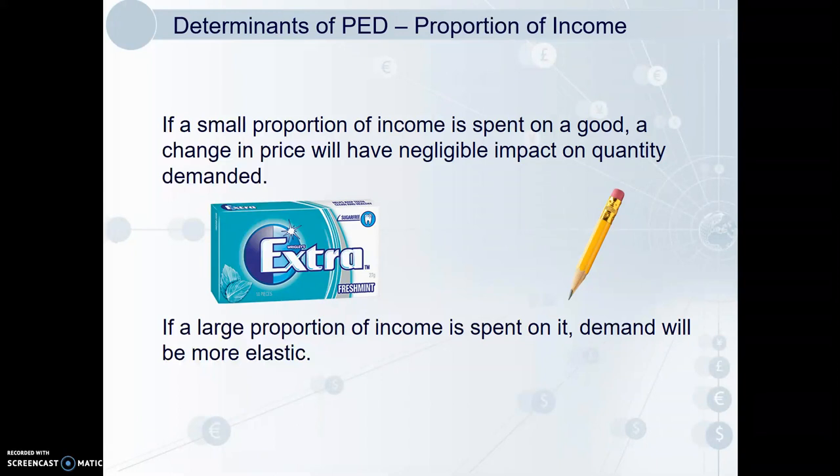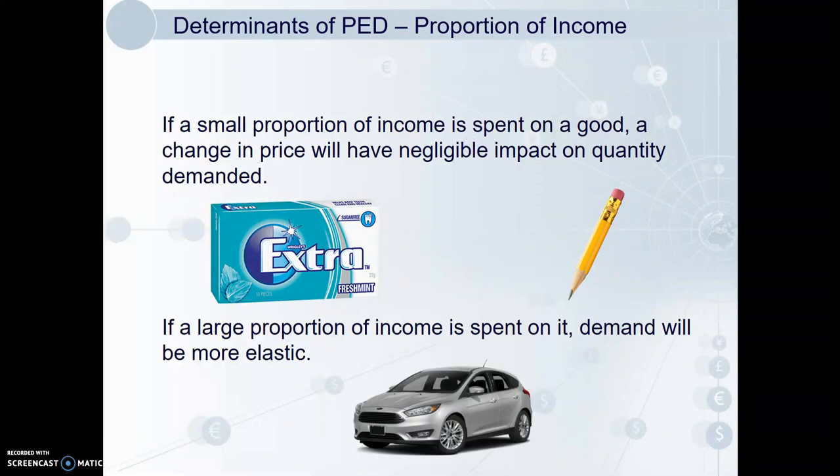Goods that take up a large proportion of our income, however, are different. A 10% change in the price of a car worth $20,000 is significant. If you do the maths, 10% is $2,000, so it would greatly affect our buying decisions. We would be more responsive to a change in price. Thus, we would consider demand for a product that takes up a large proportion of income to be more elastic.